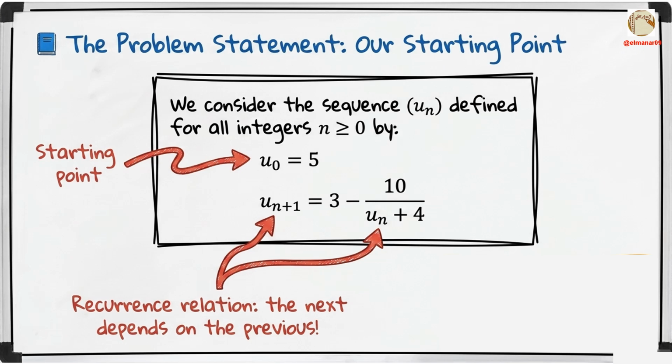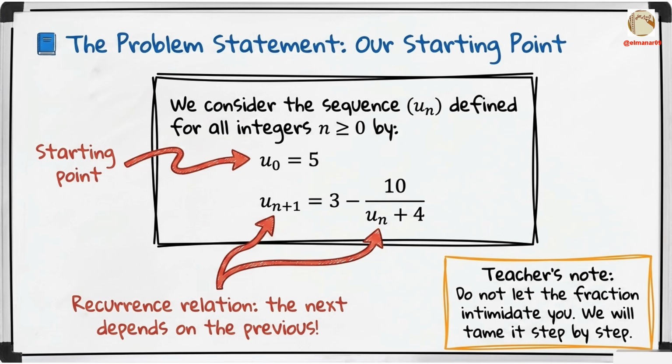This formula tells us that to find any term, we must look back at the one right before it. Teacher's tip: don't let that fraction scare you. It's just a rule. If you know where you are now, U sub n, you can always find out where you'll be next, U sub n plus 1. Let's start crunching some numbers.